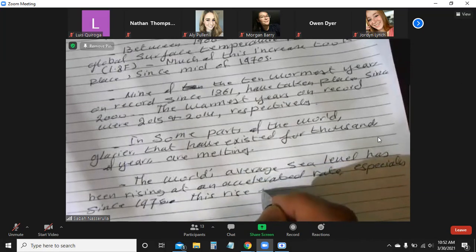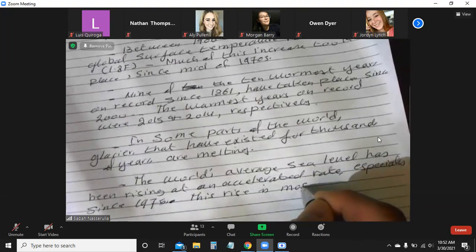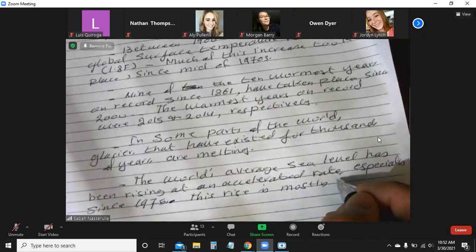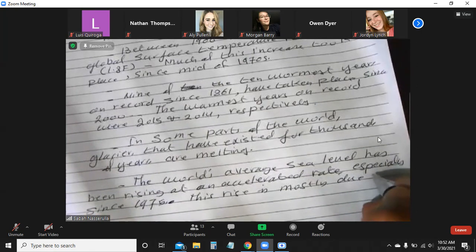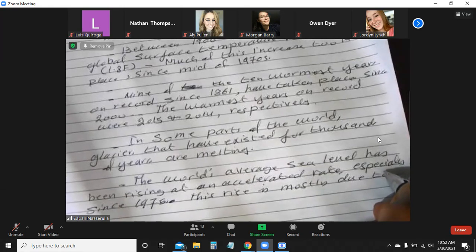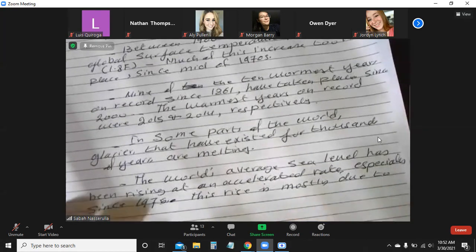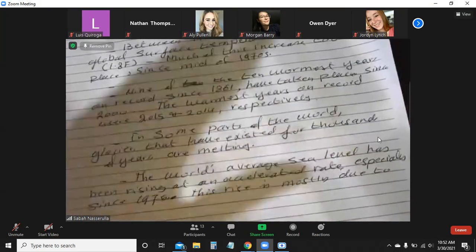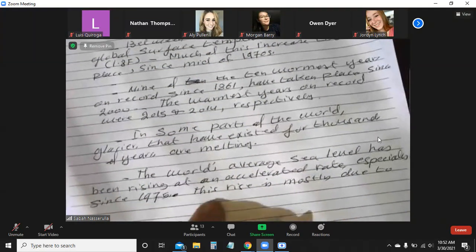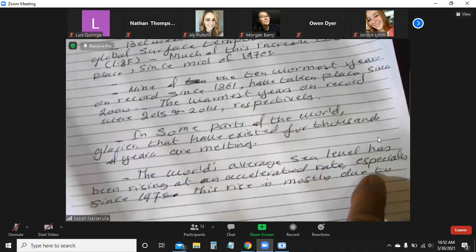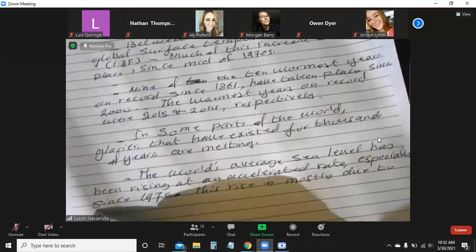And of course, this rise is mostly due to the expansion of the ocean, because once the temperature increases, the water expands, and also in addition, the runoff from the melting ice. These are the two factors, but this rise is mostly due to the expansion.